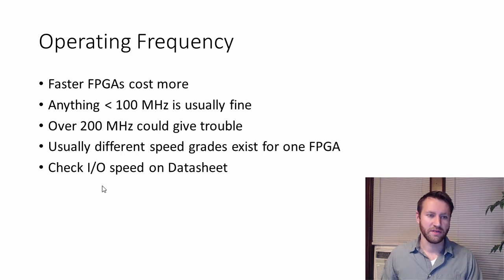One recommendation I have is to check the I/O speed on a data sheet. So make sure that your I/O, your input-output, can operate at the speed you want it to operate at. I had a problem once where I was trying to run a pin, it was like a DDR pin, at a frequency that was higher than the FPGA recommended. And it's not easy to deal with that. So make sure that you pick an FPGA that can run the I/O at whatever speeds you need.